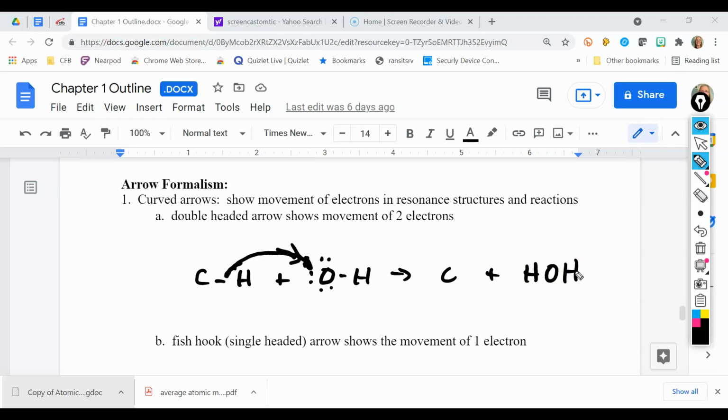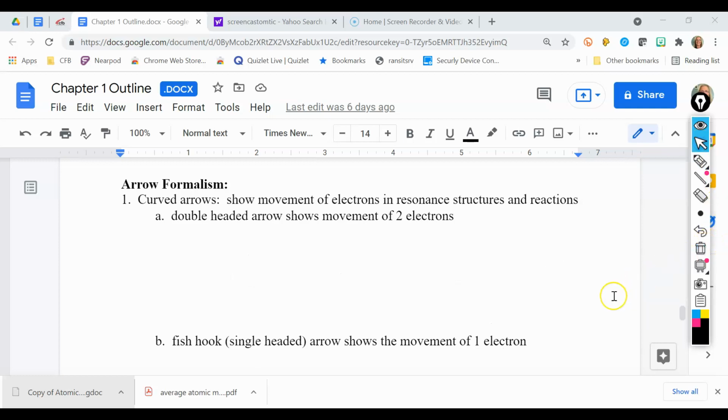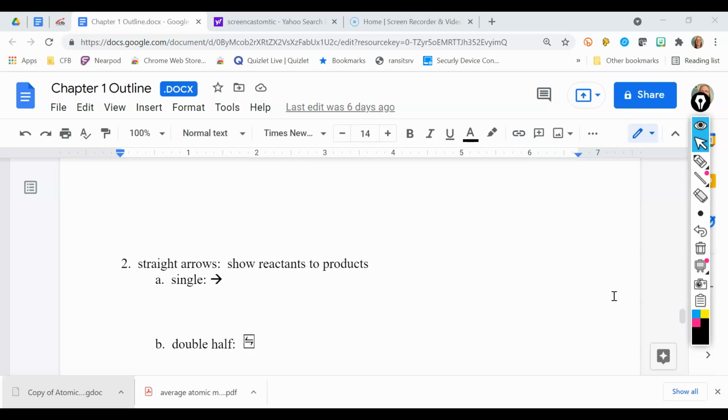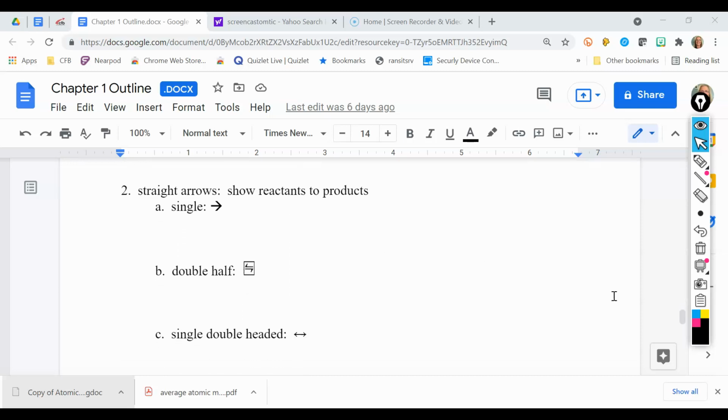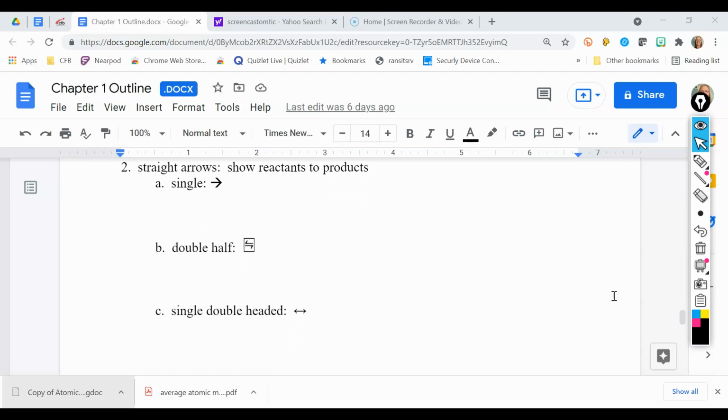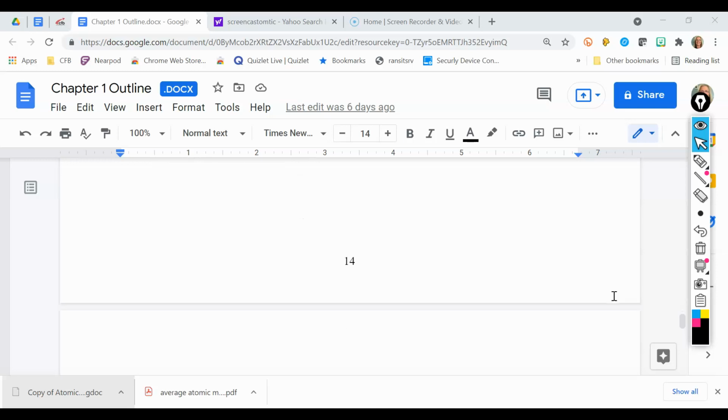Okay, we also might have something called a fishhook, where you get a single-sided arrow movement of 1 electron, but if you have a double hooked arrow, that would be referring to 2 electrons. So this is just a couple different ways to do arrows, and don't worry, you will hear a lot more about this from me as we go along. So as normal, single arrows show reactants to products, and double-headed or front and back arrows show equilibrium. That's not a big surprise for anybody.